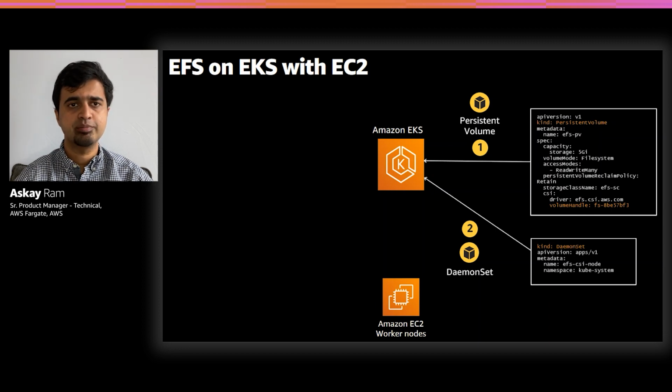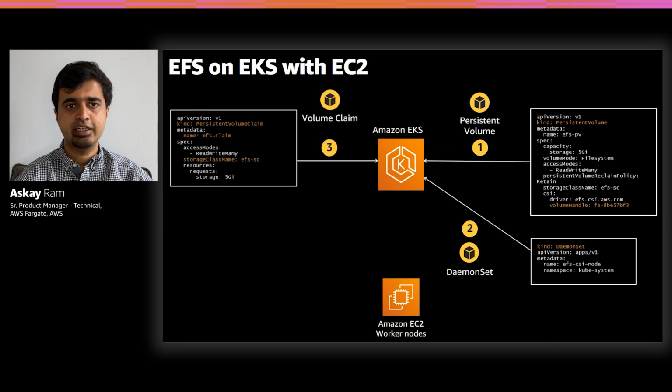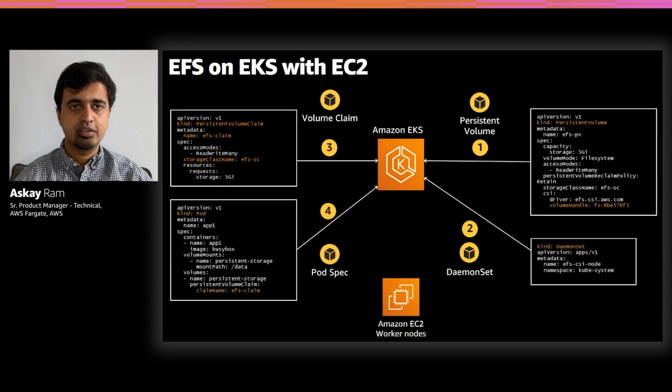The third is the persistent volume claim. This is where your developers are going to say, hey, I have a content management system. It needs 5 GB of network file system, and this is my persistent volume claim. Finally, there's the pod spec, where the pod spec references the persistent volume claim. This can be the actual application, which is the content management or the data analytics application. And the pod is scheduled on your worker nodes that you own and manage.